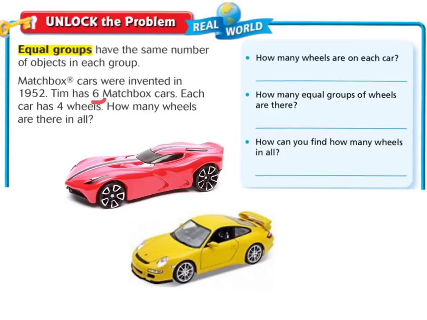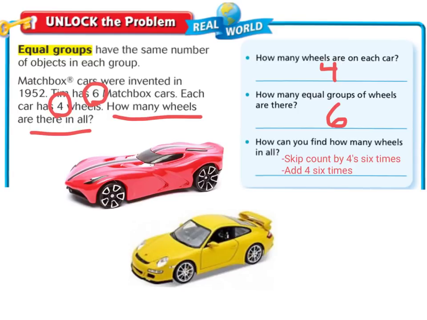So Tim has 6 Matchbox cars. And on each car there are 4 wheels. I need to find how many wheels there are in all. The number of wheels on each car is 4, and that is the number in each group. The number of cars are our groups, and there are 6 cars. In order to find how many wheels in all, we could skip count by 4s 6 times, or we could add 4 6 times.